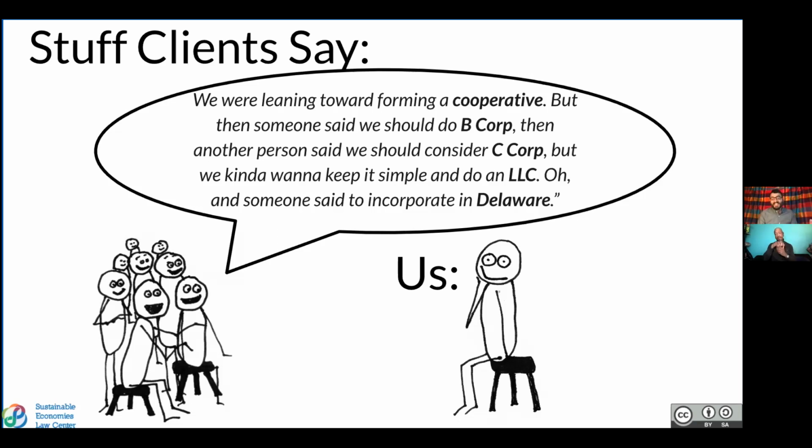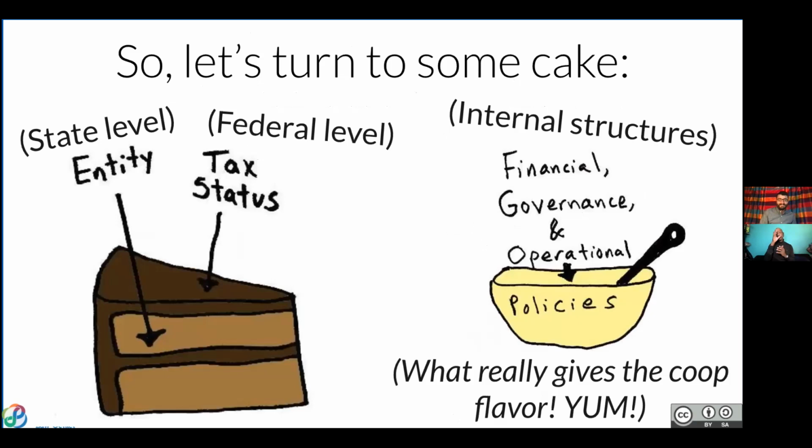So because it can get so confusing, let's look at something a little less confusing and more enjoyable. Cake. So think of cake as the entity and think of the icing as the tax status. An entity is something that you form according to state statutes, and the tax category is the variety of icing you elect at the federal level, usually to achieve some particular tax benefit.